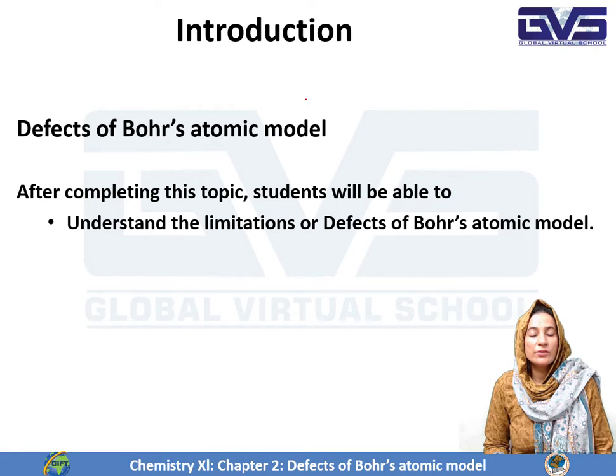Now you can say the defects of Bohr's atomic model. Limitation means, students, is it applicable universally to all things, or is it limited to some point. So these are basically defects: things which can't be explained by this atomic model are called the defects of that model.